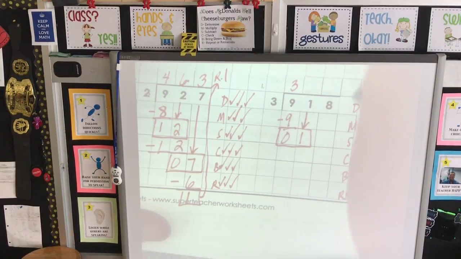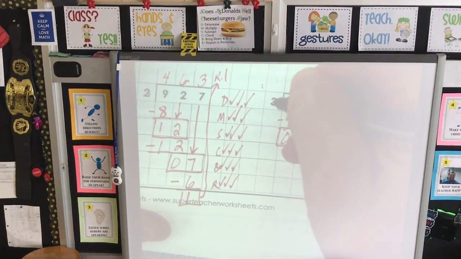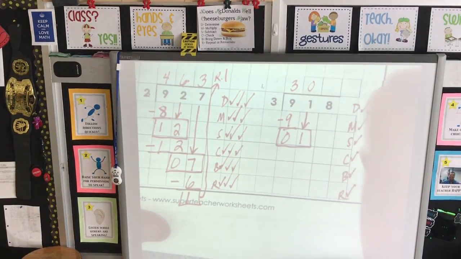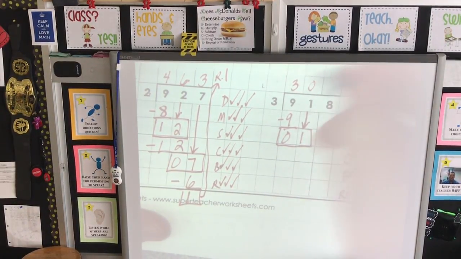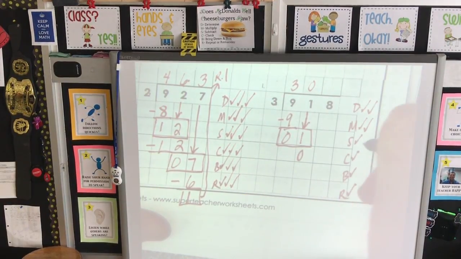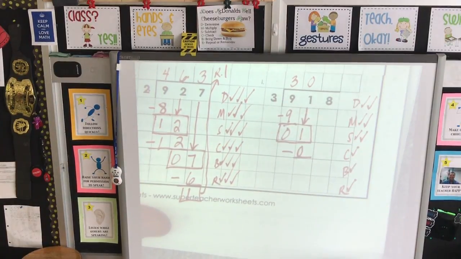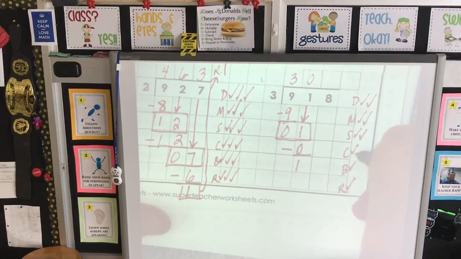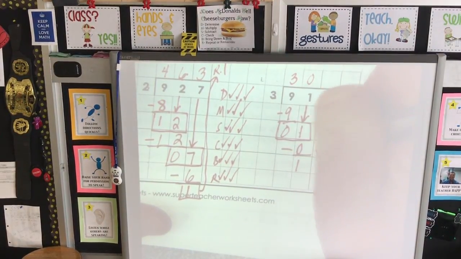Repeat. Determine 3 times what gets me close to 1 without going over. 3 times 0 equals 0. Multiply 3 times 0 equals 0. Subtract 1 minus 0 equals 1. Check, is the king happy? Yes. Bring down the 8 and box.